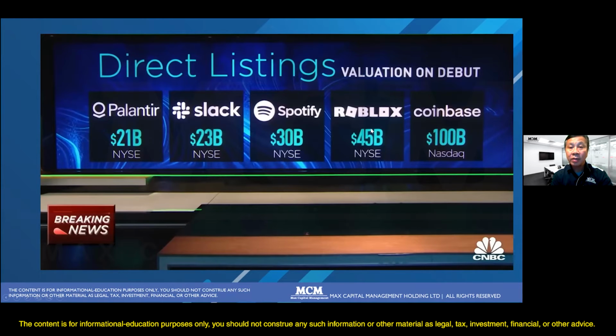The gaming company Roblox at 45 billion market cap was direct listed on the 10th of March 2021, and of course Coinbase on the 14th of April 2021, this year. So as you can see here, except for Coinbase, all the rest were direct listed at the New York Stock Exchange.